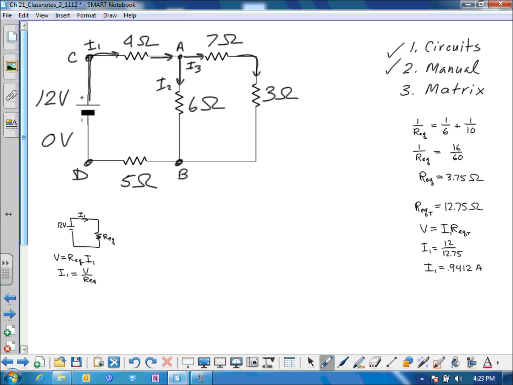Now we're going to start looking at voltage drops across different circuit elements. So from C to A, we know that the voltage at A has to be less than what it is at C, because at C it's 12. And if you go all the way around the circuit, it ends up being 0 at the negative terminal. And so there have to be drops all the way through the circuit. So the voltage at A has to be less than C.